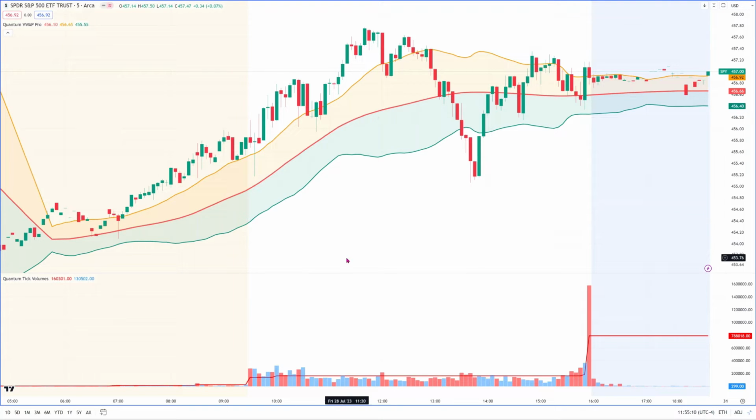And of course, we are always looking at the volume profile associated with any move, because volume gives us the trigger. It's our trigger to get in, it's our trigger to stay in, and our trigger to get out.